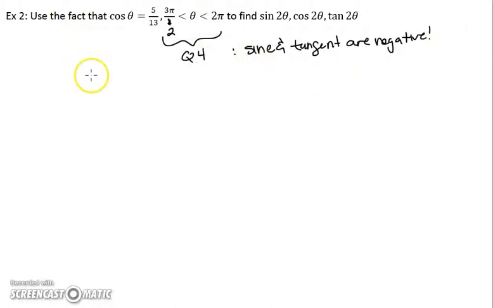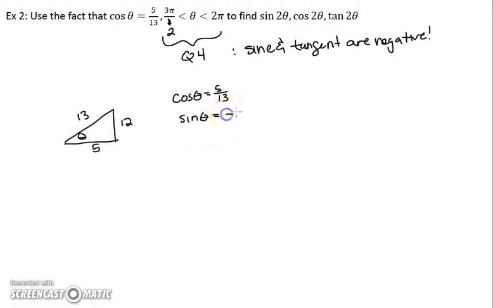So what we want to do is start with this cosine of theta equals 5 over 13. I don't know what angle on the unit circle has 5 over 13, so we're going to draw a triangle. We'll call this theta. This is going to be 5. That's going to be 13. If we use our Pythagorean theorem, we're going to end up with a 12 right here. So we know that cosine of theta is equal to 5 over 13. Sine of theta would be equal to -12 over 13, right? Because remember, sine and tangent are going to be negative.